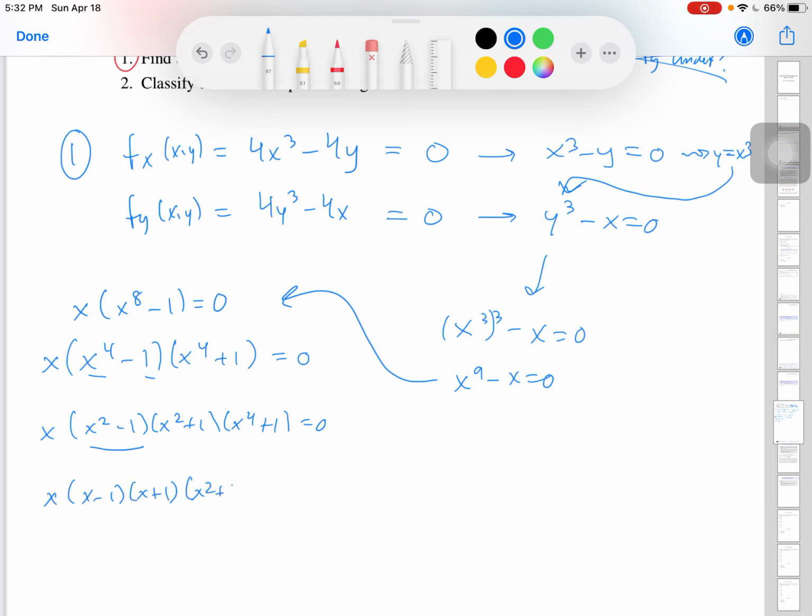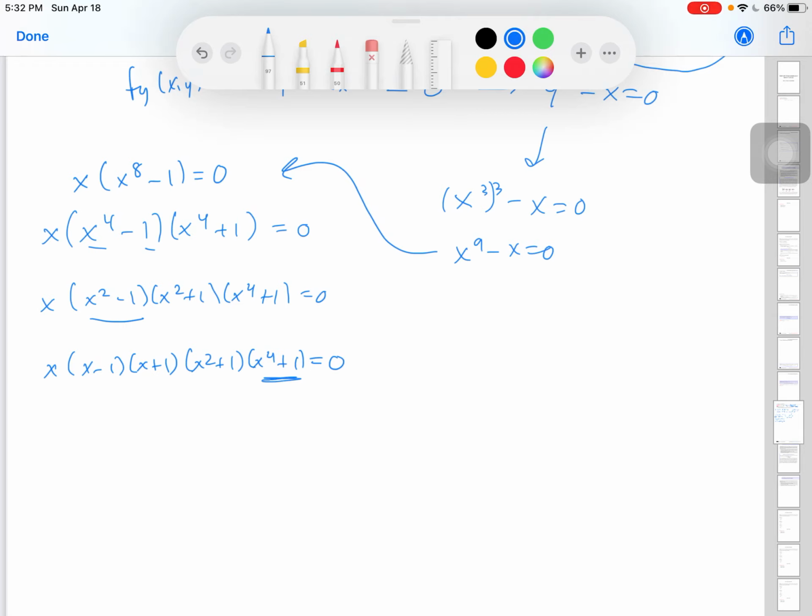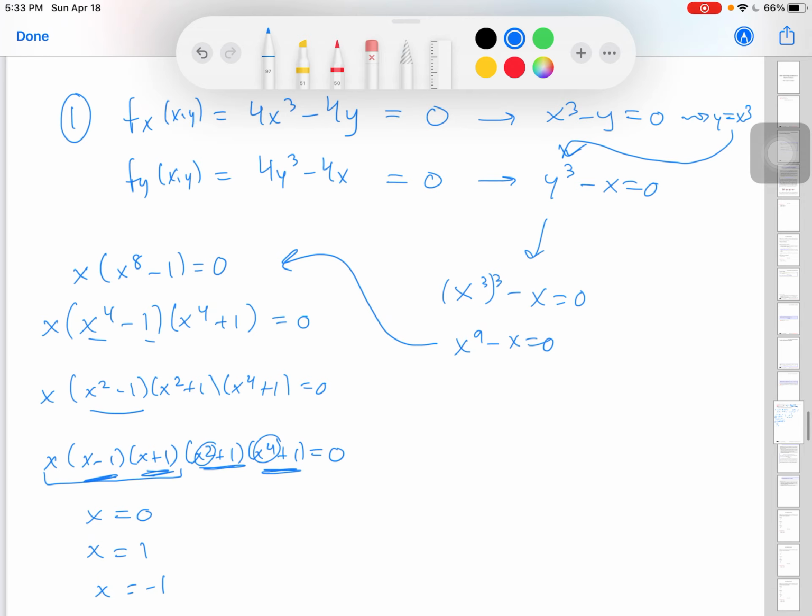This term is never less than 1 because x to the fourth is non-negative. Same deal with this one. X squared is non-negative. And so the only terms that could possibly be 0 are x equals 0. And then from here we get x equals 1. And then from here we get x equals negative 1. So I found my x values. Great. I'm making progress. I'm going to go back here.